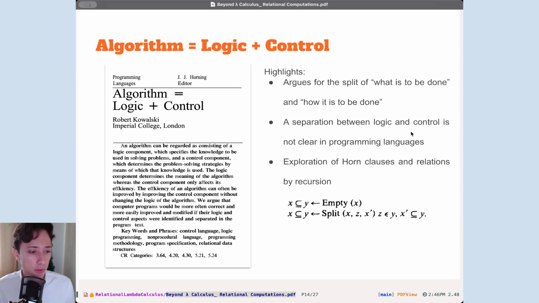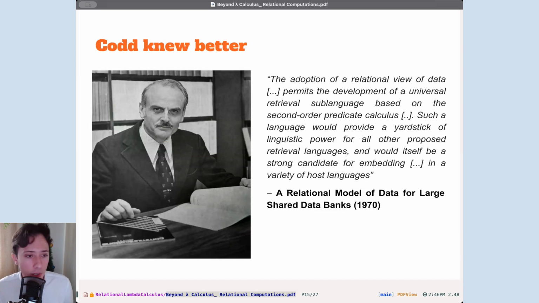Okay, so just to give an example, this is an exploration that they do in Horn clauses for defining relations by recursion. In this case, we have a contains. So this set is containing here. If it's empty, it's already true. This relation holds. If it's not empty, then you need to split and apply recursion to construct the subsequent until you get the elements that are contained in it. If all of them hold, then that's true. But I think Codd knew better.